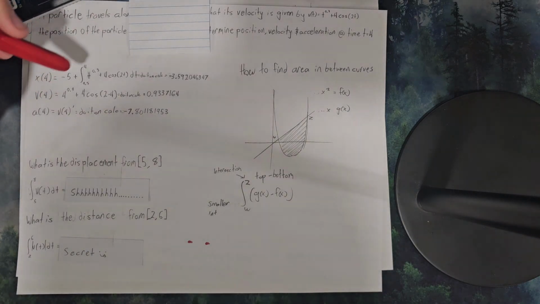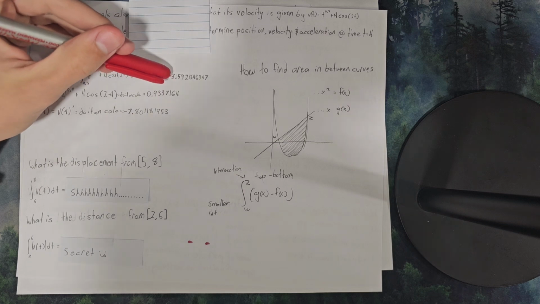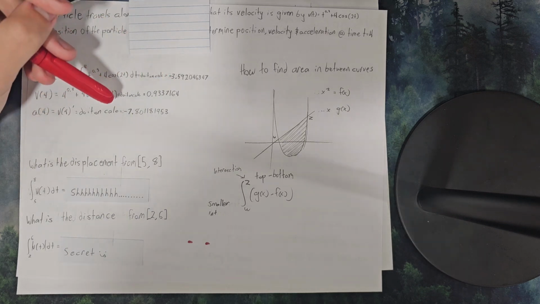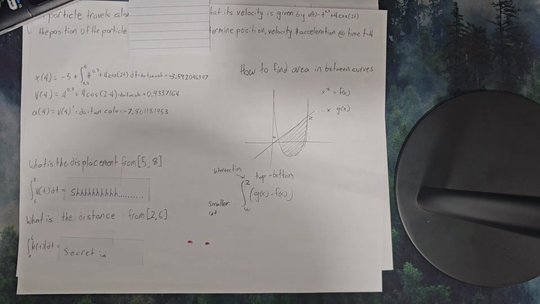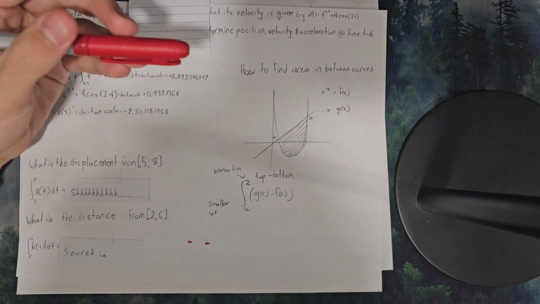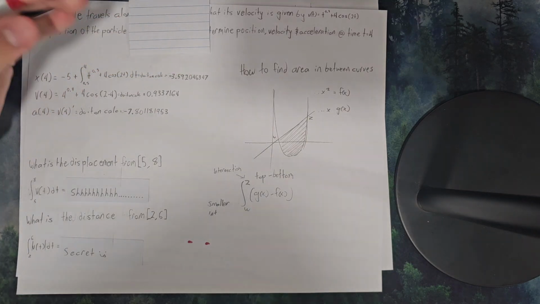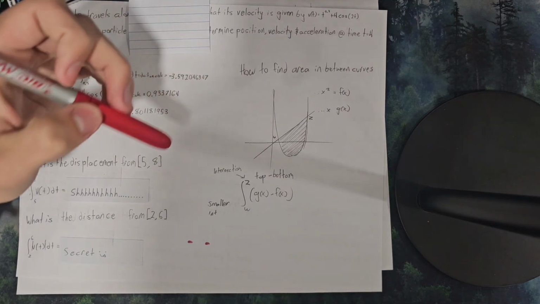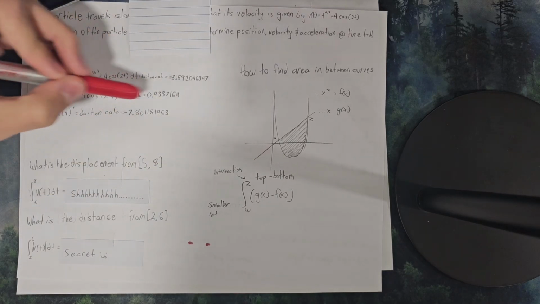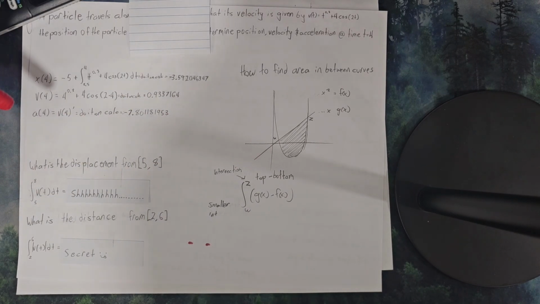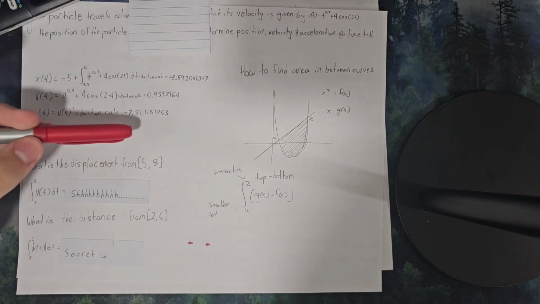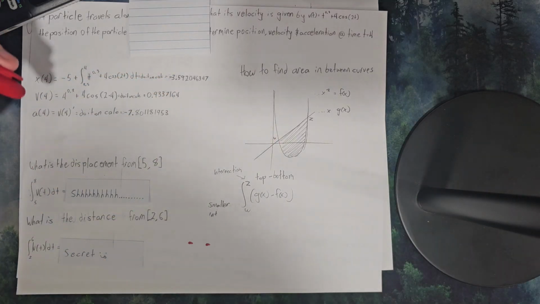So because x is negative and v is positive, the particle must be moving towards the origin, right? And this makes sense because right here it's negative, it's behind the origin. But when it's right over here, it's moving right because v is positive, okay? So it's going that way.